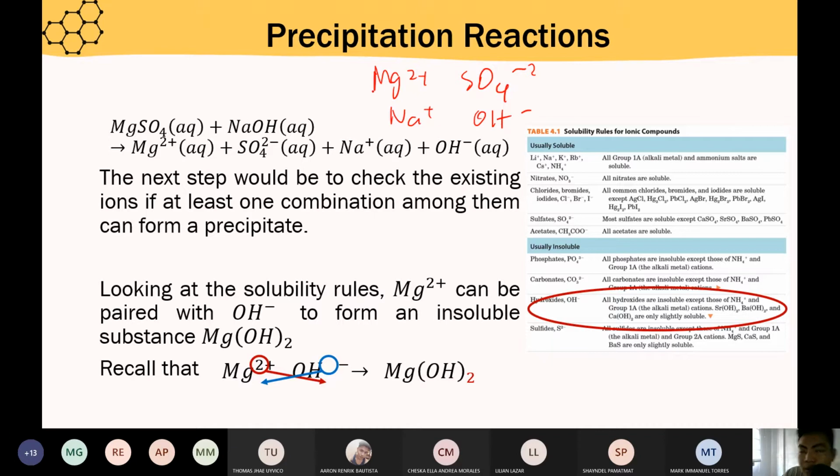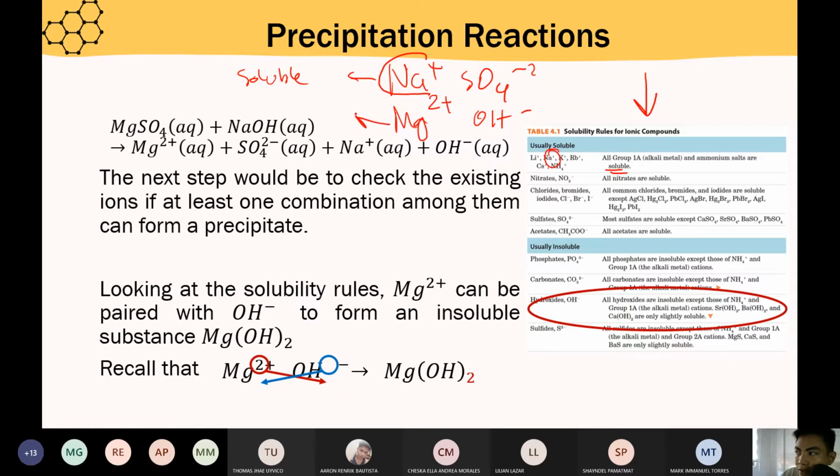So, gagawin mo, pag naging ion na sila, you switch partners lang. Yung sodium, ipapartner ko siya kay sulfate. And then yung magnesium, ipapartner ko na siya kay hydroxide. And then once na mag-swap na ako ng partner, I will check my solubility rules. Okay? So according to the solubility rules, itong sodium, it will always be soluble. So ibig sabihin, the combination of sodium and sulfate, it will be soluble. Ayan, sabi dito, di ba? Ayan, they are always soluble. Okay? Sodium is always soluble.